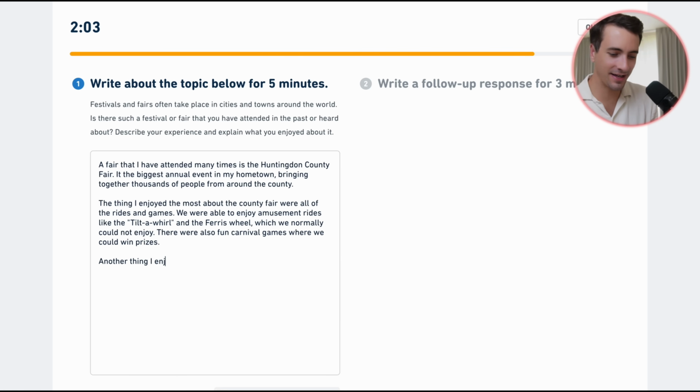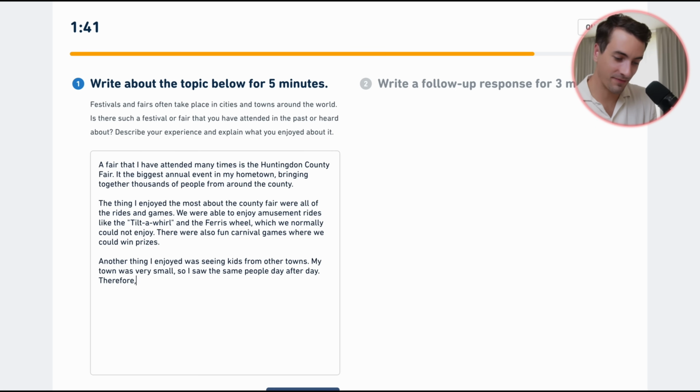Another thing I enjoyed was seeing kids from other towns. My town was very small, so I saw the same people day after day. Therefore, it was exciting to see new faces at the fair.